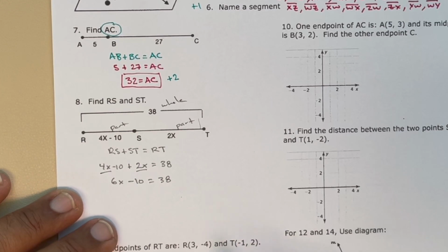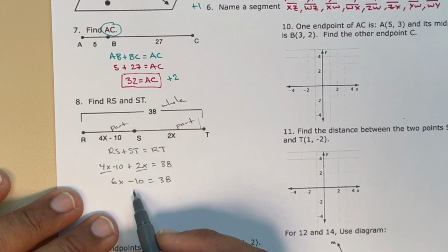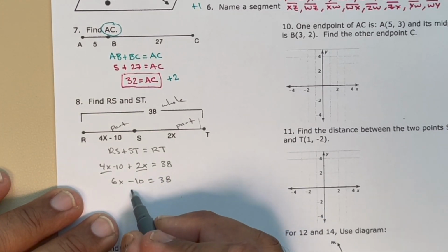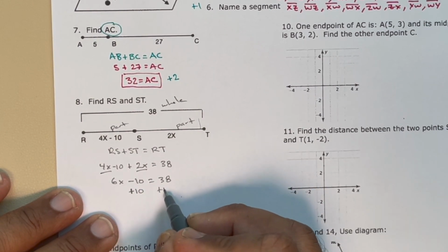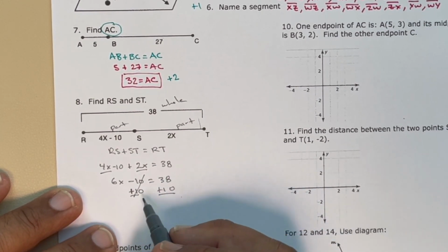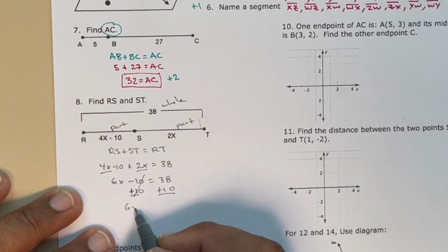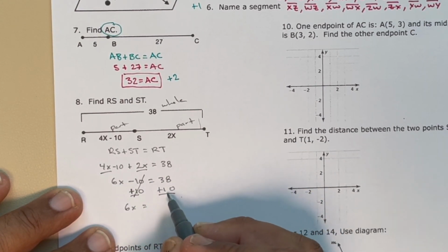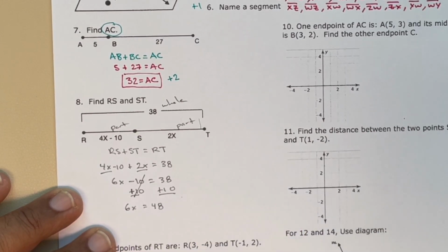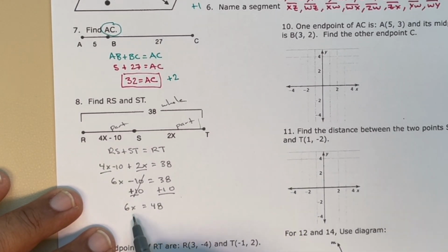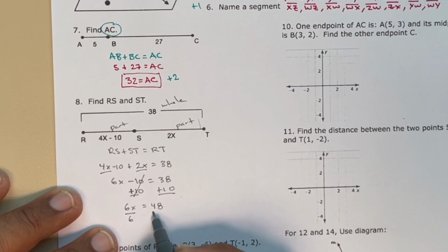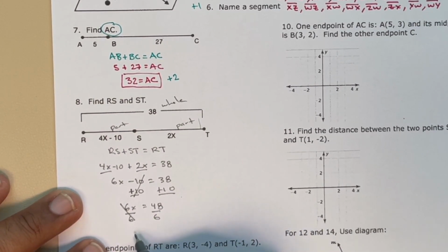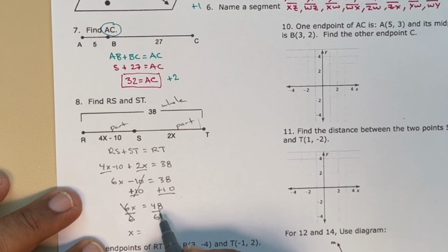I need to get the x by itself. So I need to get rid of this minus 10. I need to use the opposite operation. So I need to add 10 to both sides. Now I've got, bring down the 6x equals 38 plus 10 is 48. I still need to isolate this x. This is 6x, or 6 times x. So the opposite of multiplication is division. So I'm going to divide by 6 on both sides. And I get x equals 48 divided by 6, which is 8.